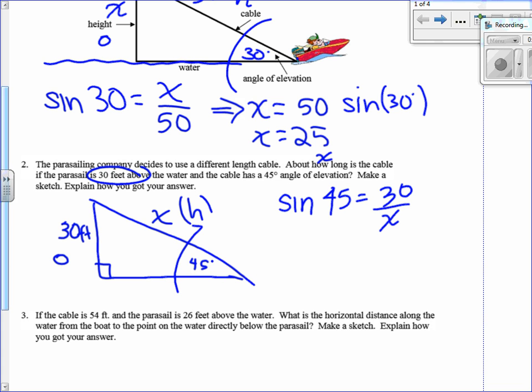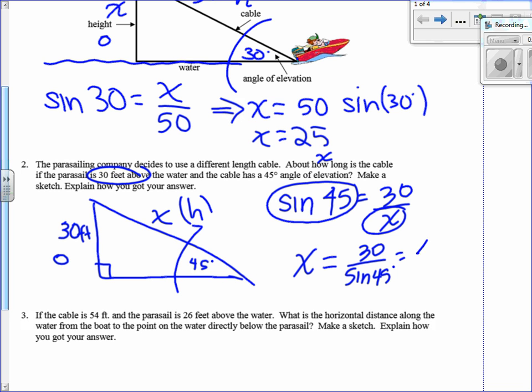X is on the bottom, so what do you do with these two first? Divide to the bottom. Okay, so 30 divided by sine 45. That's how you find it. 3 root 2. Oh, error. Okay, so everybody remember that you have to push that double arrow key.